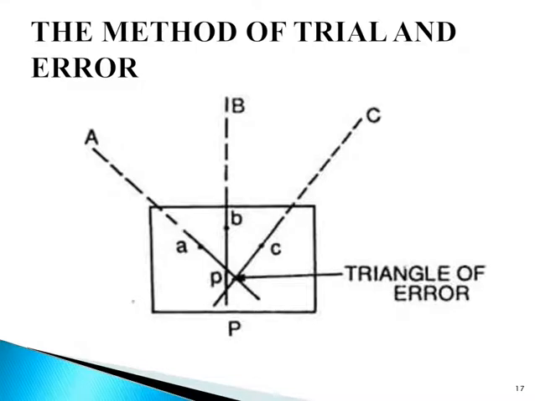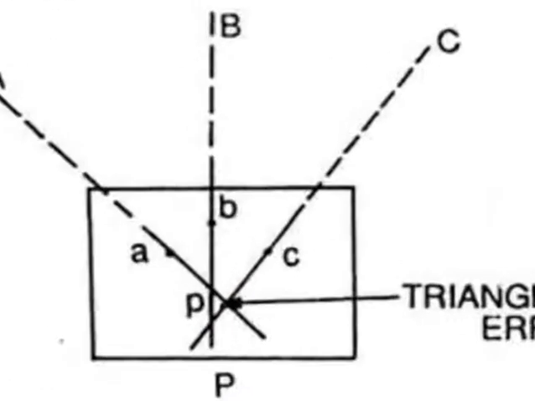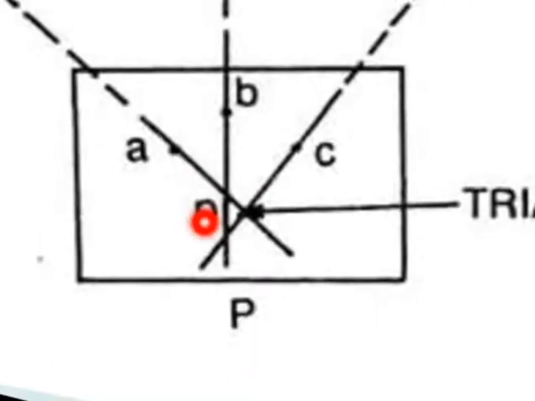Okay, so we can see in the image small a and capital A, small b and capital B, small c and capital C. Here we can see a small triangle of error. Okay, so let's zoom it out. Here is the triangle.